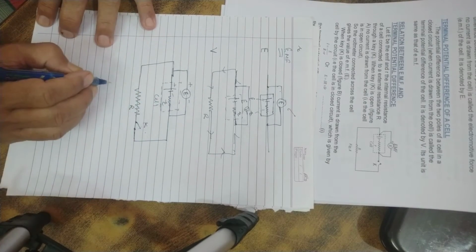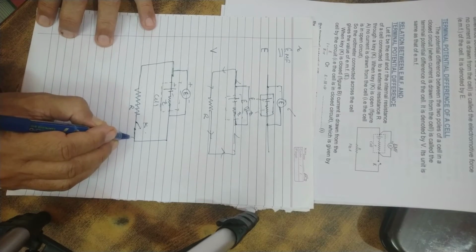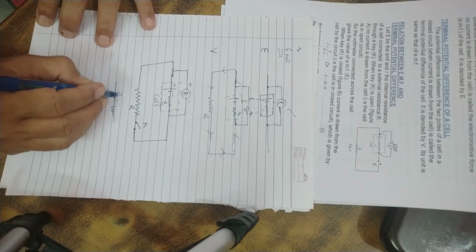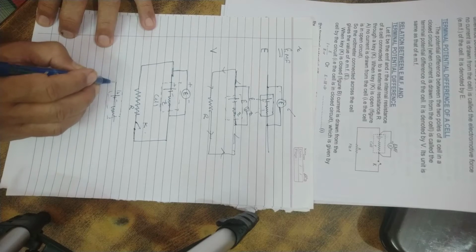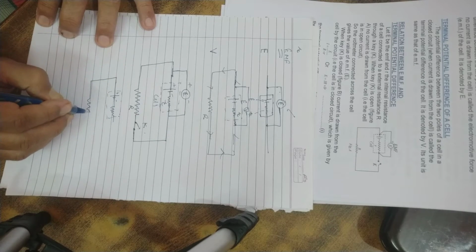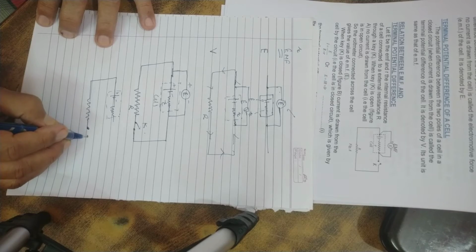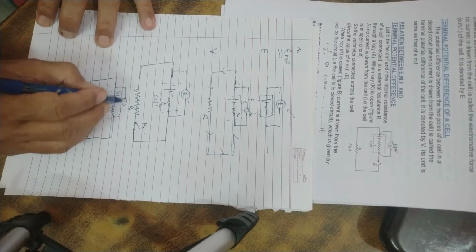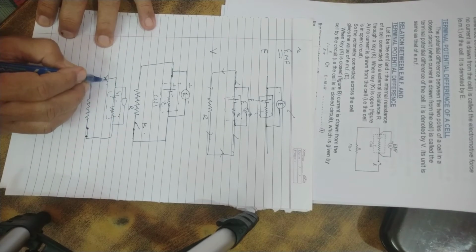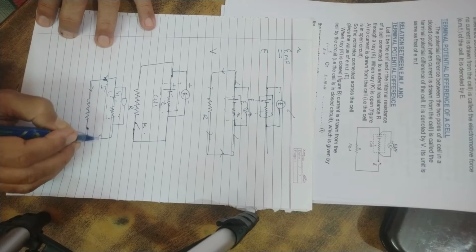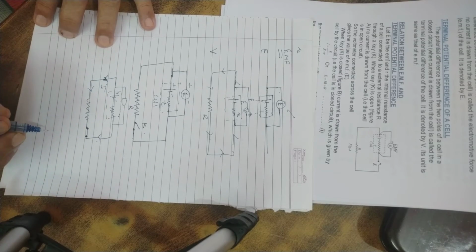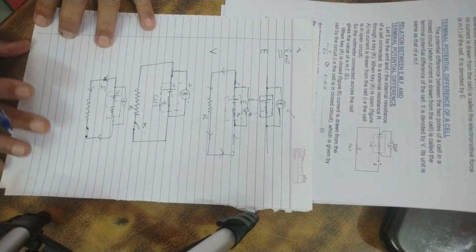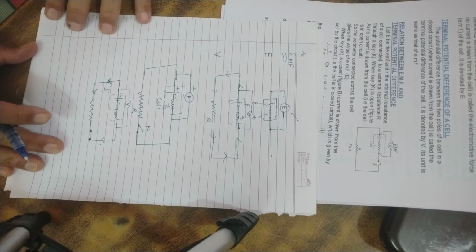After that, when key is closed, okay, you close this key. So when key is closed, then a current I starts flowing in the circuit. Then this reading of the voltmeter will be V. That is, this will give the reading of terminal potential difference.